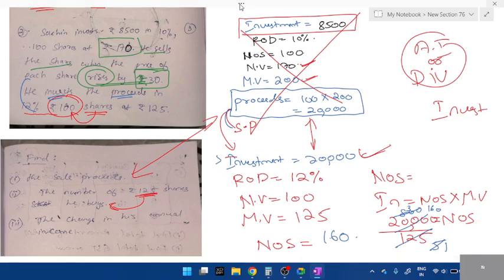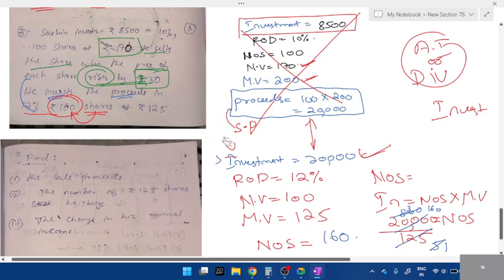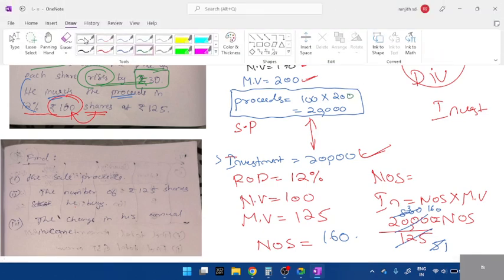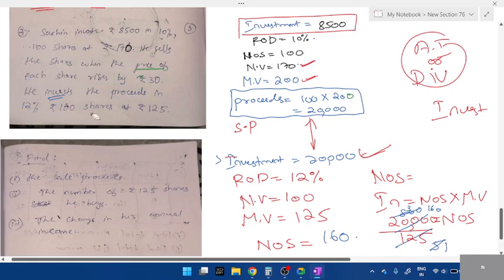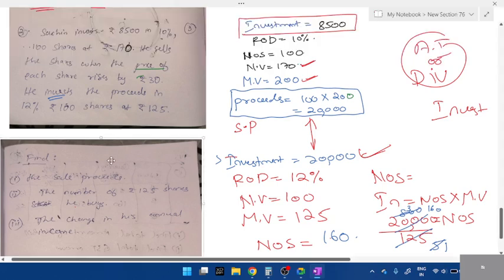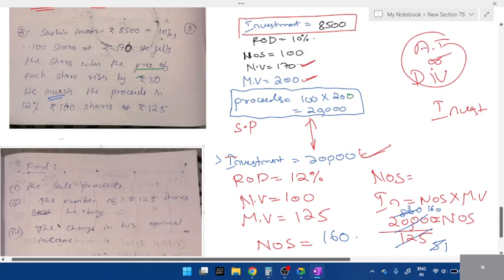All of you will complete it. Go through the question. I'll give you all 5 minutes. Complete this, and I'll teach you all the third part. Make a note of the formula. For sale proceeds, we use the same formula as investment.